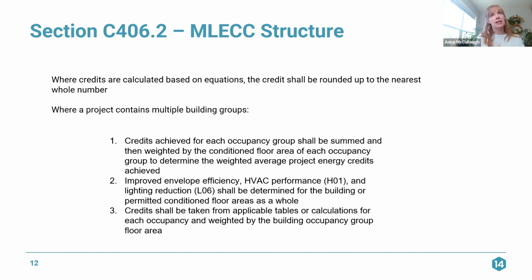So if you calculate that your credit is 1.5, or you achieve 1.5 credits, then you're going to round it up to 2. It does say that where a project contains multiple building groups, you need to weight those credits and your credit requirements on an area weighted average.